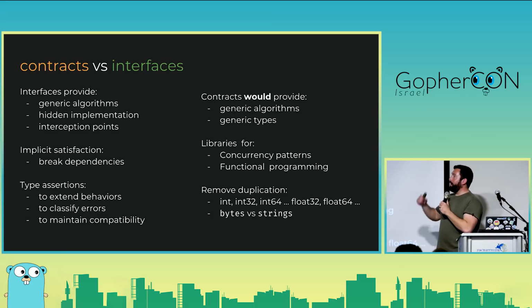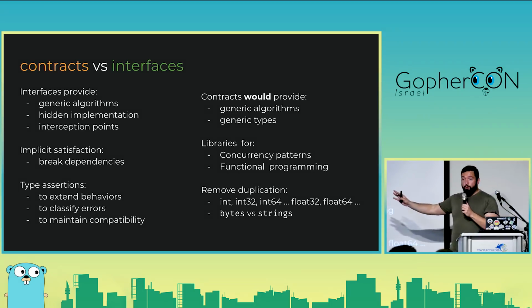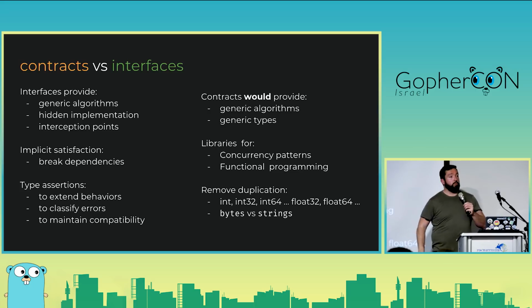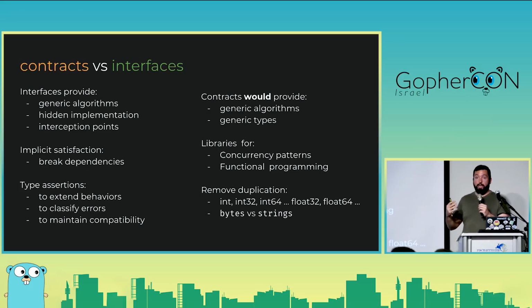So to finish with this, basically contracts and interfaces. Interfaces provide all the nice things that we mentioned before, which are super important to Go and that make Go what it is and make the standard library a piece of software that we can extend so easily. But contracts also provide interesting things, generic algorithms and generic types. They will allow us to write things like a library for concurrency, right? You will not need to write the same fan in, fan out thing that we've written every single time you need to use it. You could just use a function to do this.